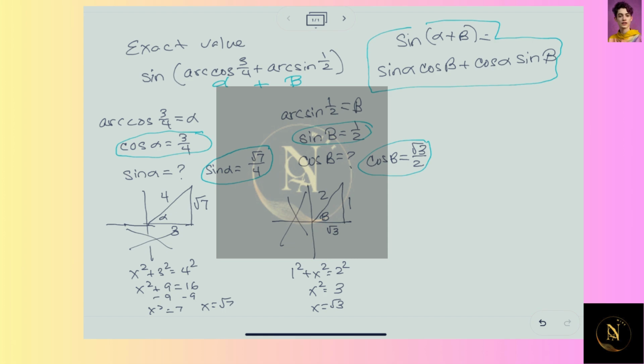All right. So this is going to equal, I need first sine alpha, so that's rad 7/4, times cosine beta, rad 3/2, plus cosine alpha, which is 3/4, times sine beta, which is 1/2. That's going to give me radical 21/8 plus 3/8. We can put them together over a common denominator. Some books want you to pull that 1/8 out, and that would be your answer.